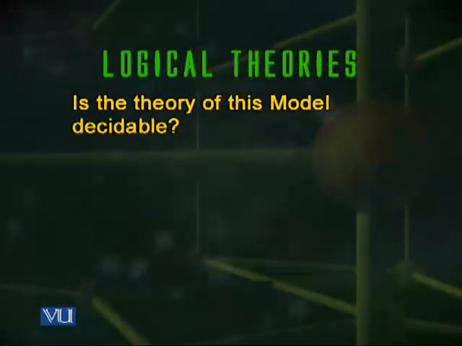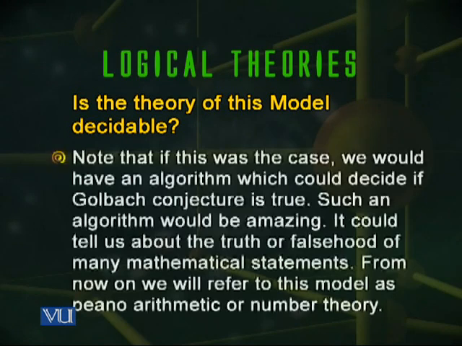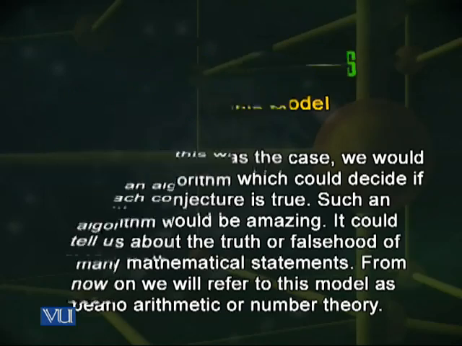Let's continue. The most important question is: is the theory of this model decidable? Note that if this was the case, we would have an algorithm which could decide if Goldbach's conjecture is true. Such an algorithm would be amazing. It could tell us about the truth or falsehood of many mathematical statements that we are interested in. So, if this theory were decidable and we were able to find an algorithm which decided this theory, we would simply program that algorithm in a computer and then give it Goldbach's conjecture as an input and sit back.